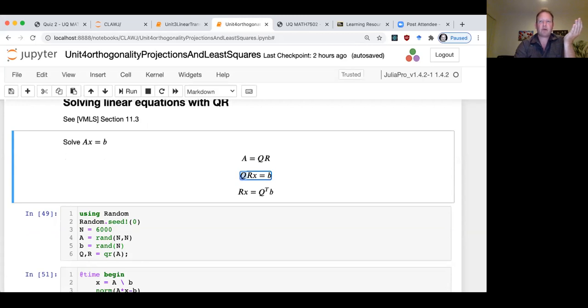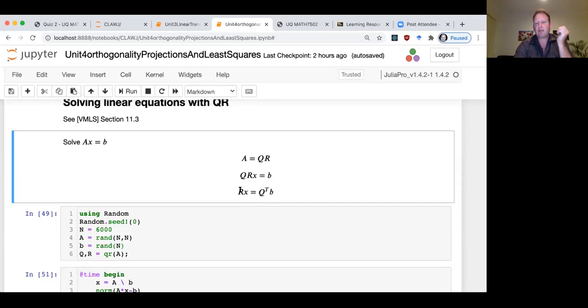The inverse of an orthogonal matrix is Q transpose. Q transpose is the inverse of an orthogonal matrix. So instead of multiplying by Q inverse, which is a complicated, expensive operation, multiply by Q transpose. So then you have Rx equals Q transpose B.